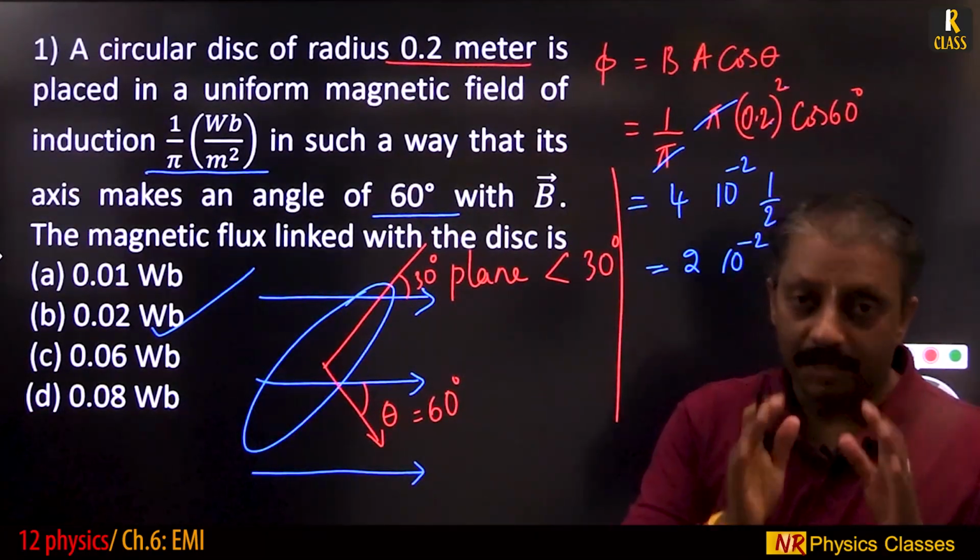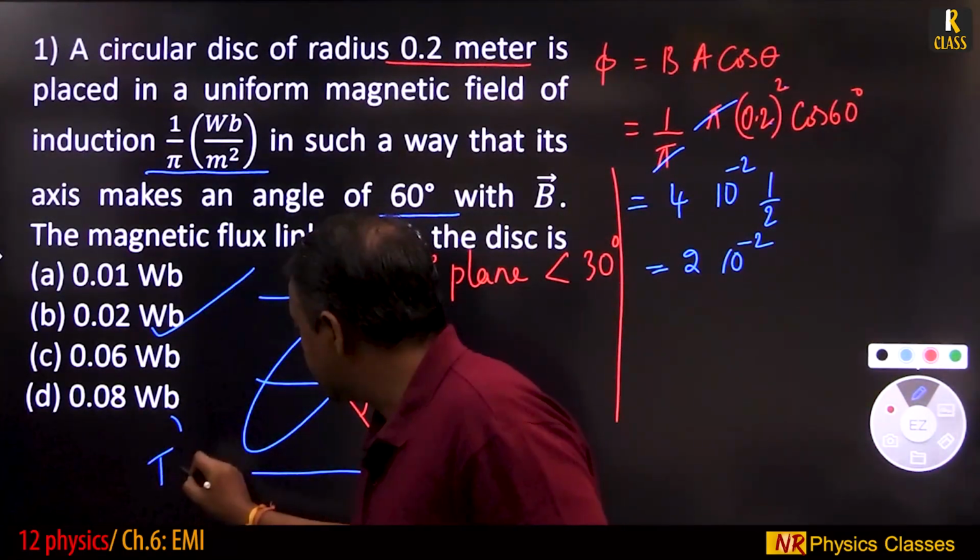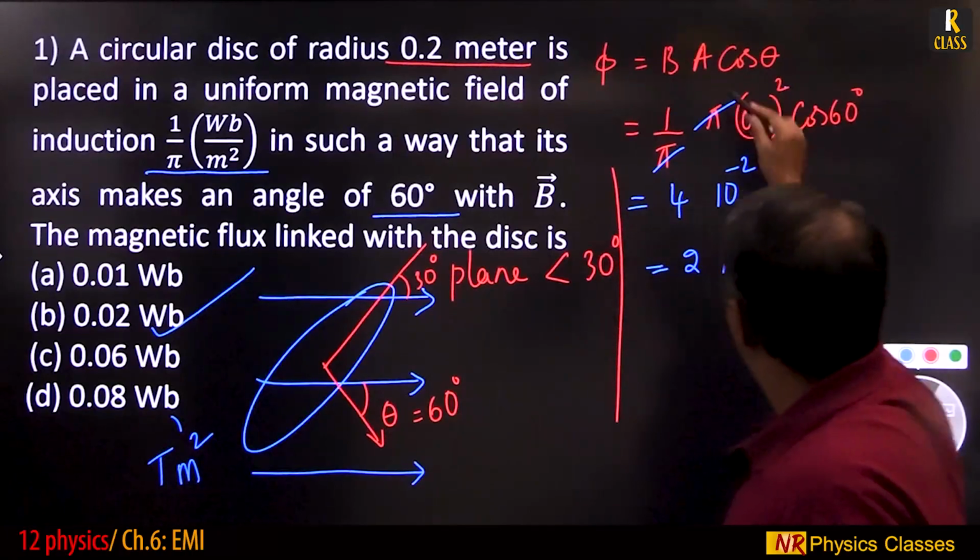Weber is the unit of flux, or Tesla meter square. Weber or Tesla meter square. Magnetic field times area.